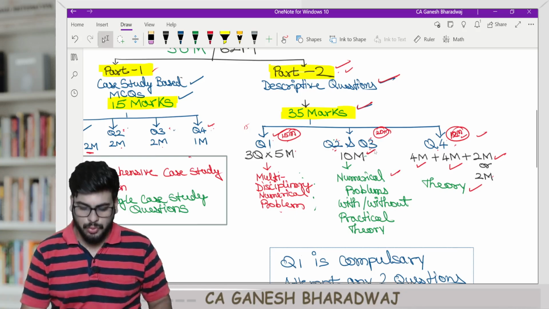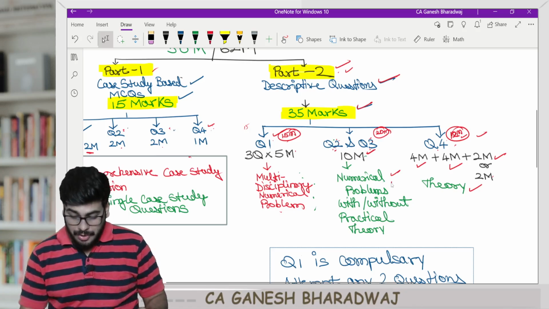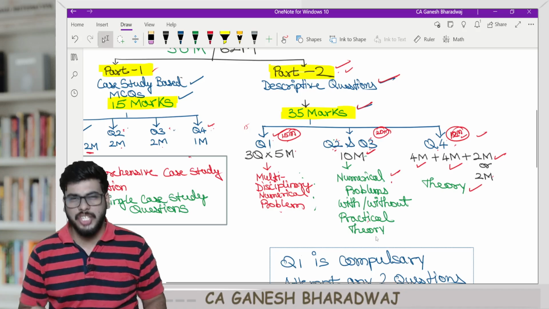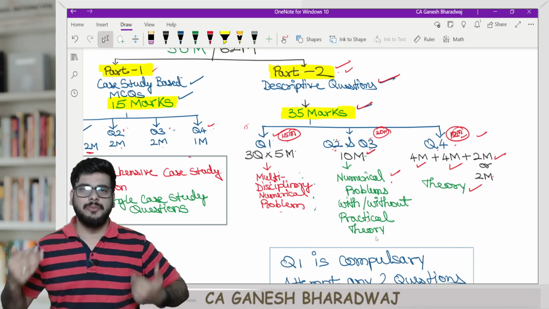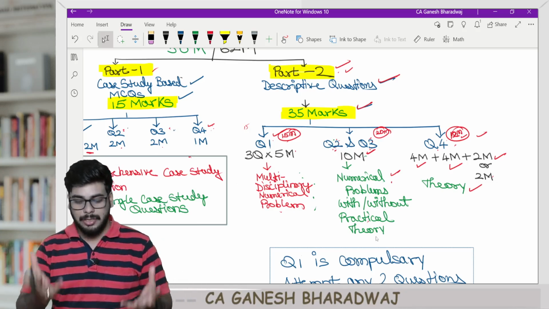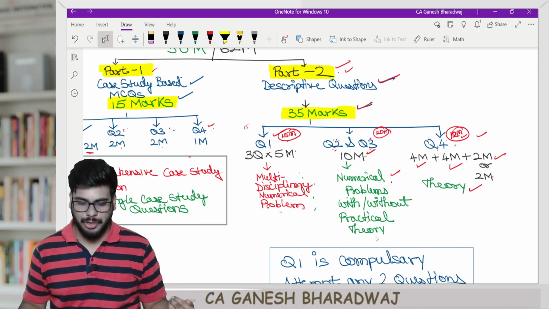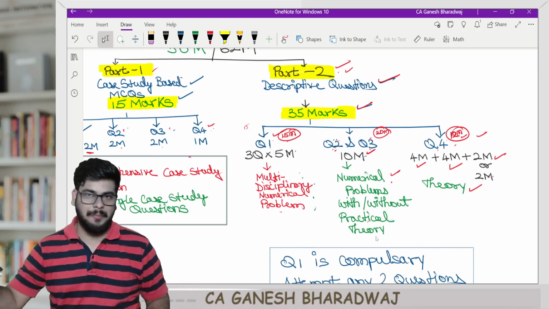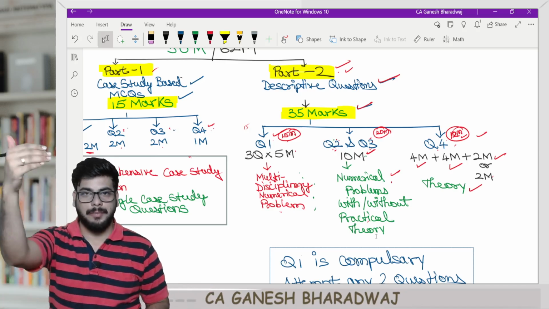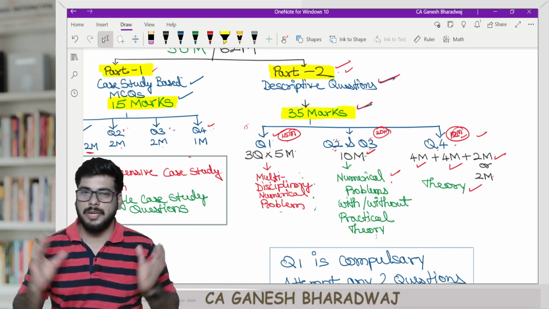And each of these 2 questions, question number 2 and question number 3, they are numerical problems with or without practical theory. Generally, they won't test you on core theory. So it could be some practical theory. Based on the question, you frame and you decide which one to write. Are you clear with this, guys? So this is all about your exam paper pattern for your upcoming May 2024 paper 6A, your financial management component.